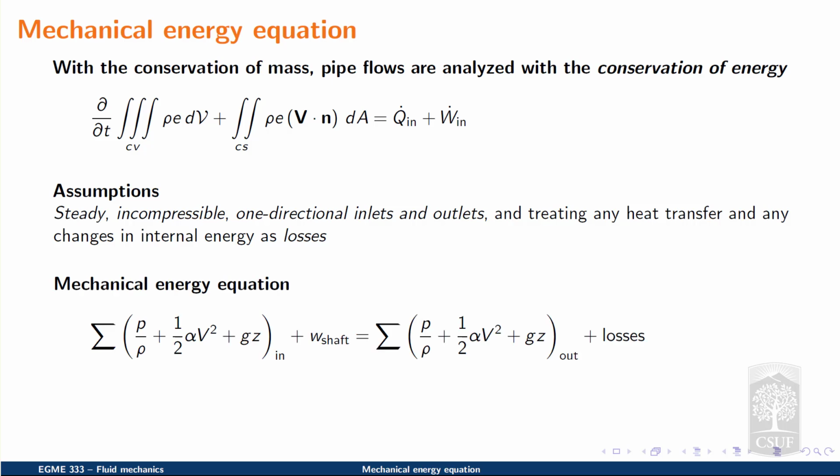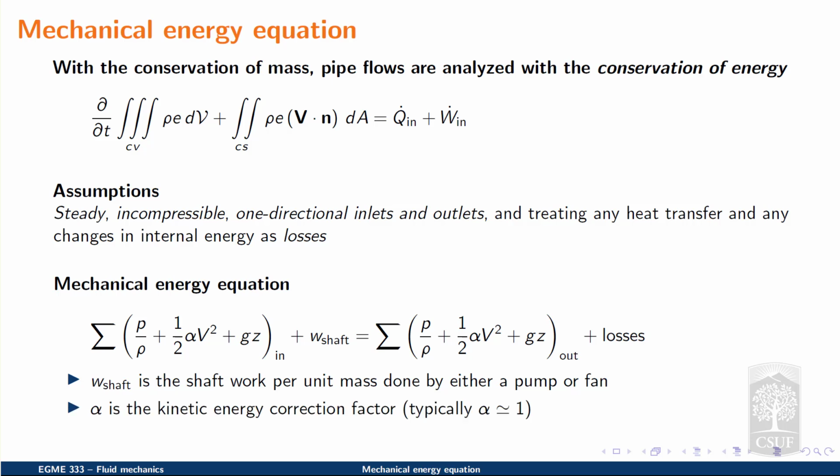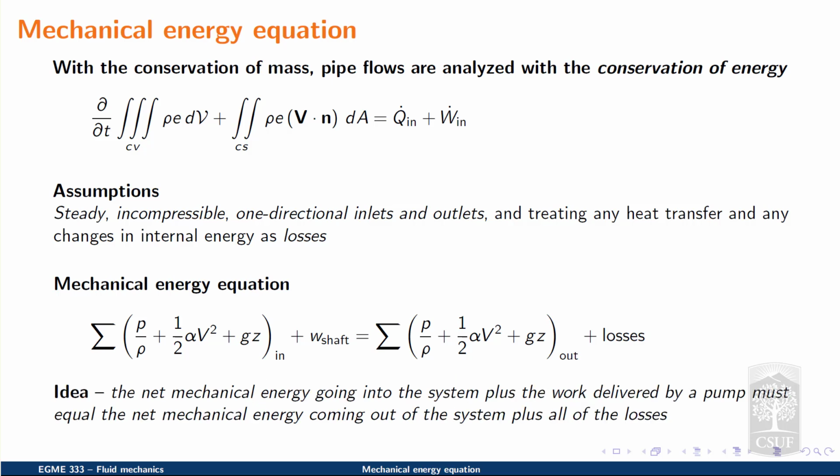We can then rearrange the conservation of energy equation and write it as the following, which we often refer to as the mechanical energy equation, where W sub shaft represents the shaft work per unit mass done by either a pump or a fan, and alpha represents the kinetic energy correction factor, which is typically set to 1 for most flows. So what this equation is saying is that the net mechanical energy going into a system plus the work delivered by a pump or a fan must equal the net mechanical energy coming out of the system plus all of the losses.